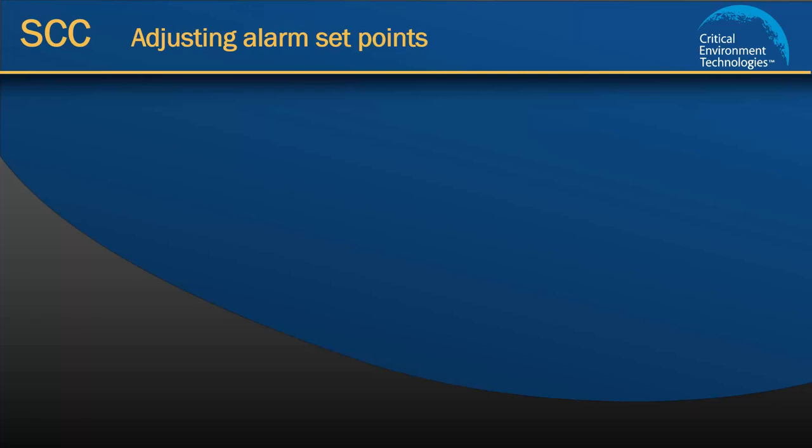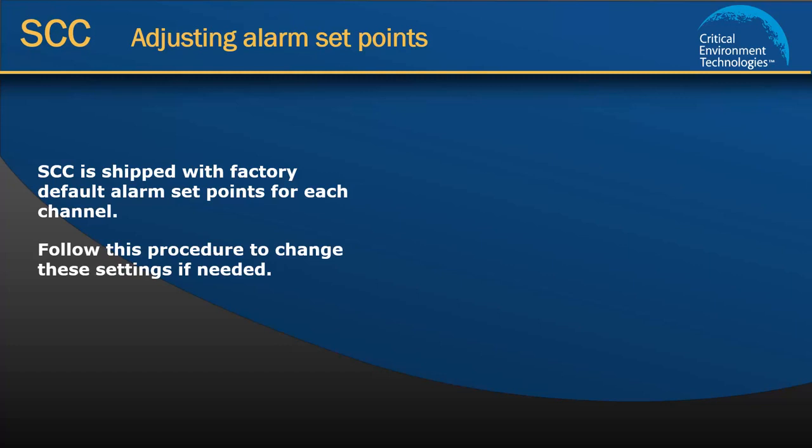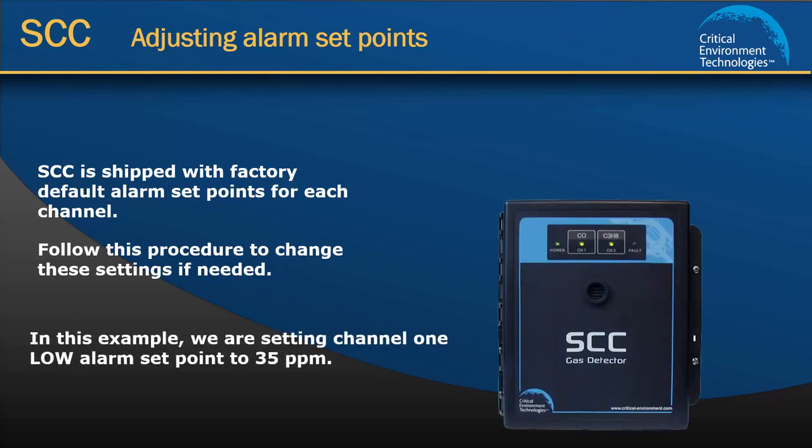Adjusting alarm set points. Each SCC is shipped from the factory with default alarm set points for each channel, but you may want to change these settings. In this example, we are going to set Channel 1 alarm set point to 35 ppm.